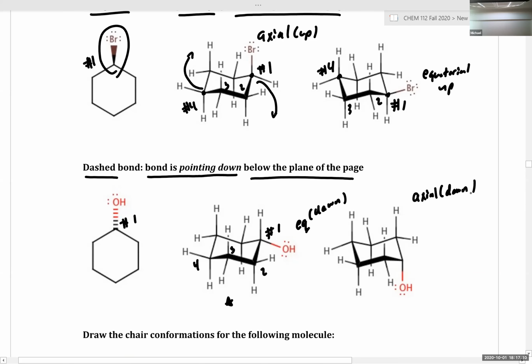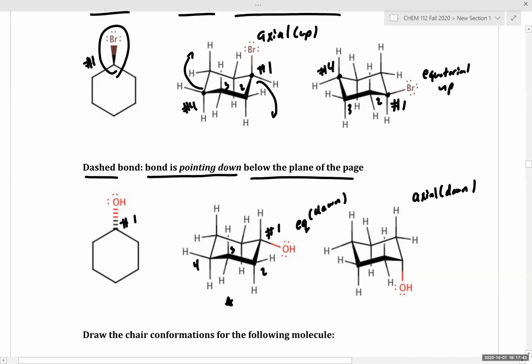So this is how you draw the chair conformation for a cyclohexane ring system containing both a dashed and wedge substituent. So we went from dash wedge notation into a chair structure that respects the stereochemistry of our substituents. Does that make sense? Does that make sense to everyone?